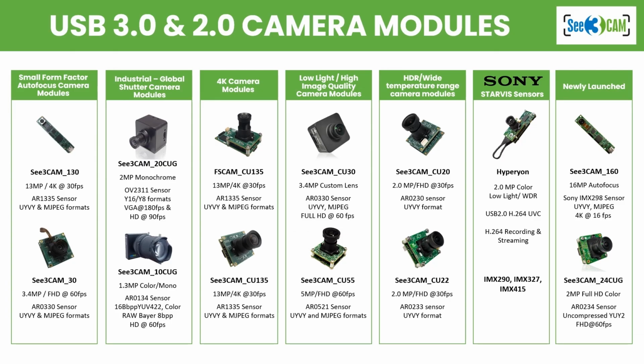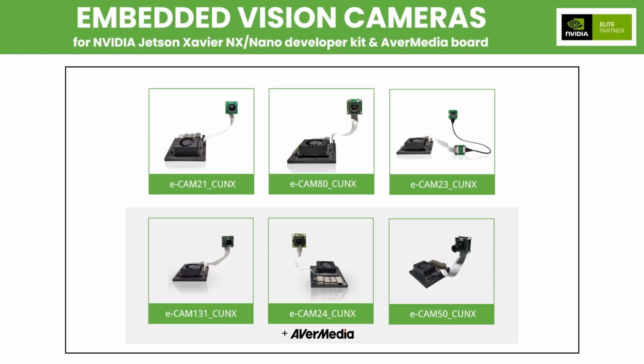Now, let's talk about our camera portfolio. Some of the USB cameras from our portfolio are displayed here, and they range from 1.3 megapixel to 16 megapixel. The same sensors are available on MIPI and GMSL interfaces as well to meet the varying needs of different customers. We have a range of cameras to support various NVIDIA platforms like Jetson, Xavier NX, AGX Xavier, Nano, and TX2. Here are some of the products that support the Jetson Xavier NX and Nano development kit as well as the Everfocus carrier board.